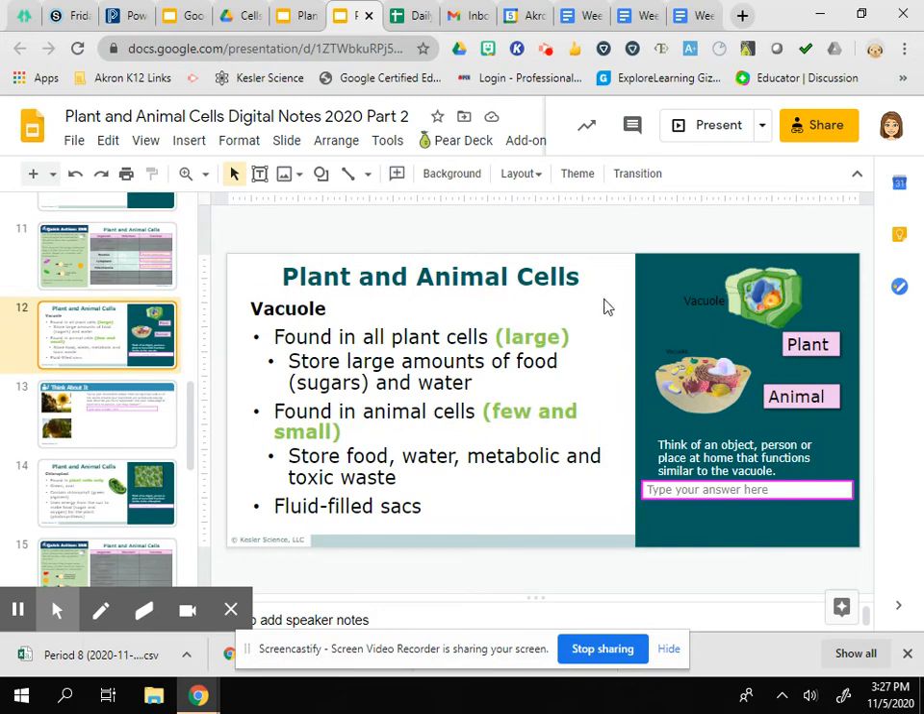All right, a vacuole. This is found in all plant cells, usually one big one, and then there are some smaller ones. And it stores large amounts of food with sugars in it and water. And it's found in animal cells. There's a few of them, and they're a lot smaller, and they store food, water, metabolic, and toxic wastes. And they're all kind of fluid-filled sacs.